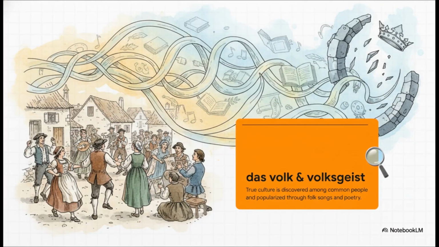To understand the philosophical side of this shift, we have to look at the German philosopher Johann Gottfried Herder. He popularized the concepts of das Volk, meaning the common people, and Volksgeist, the spirit of the nation. Think of his philosophy kind of like a family's secret recipe or a shared heirloom passed down through generations. He argued that true culture wasn't found up in the royal courts. It was an organic identity built by common people through folk songs, poetry, and village dances. This was a direct philosophical challenge to those artificial borders drawn by kings.